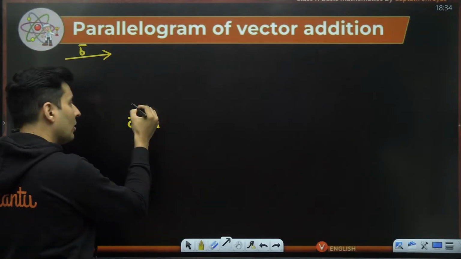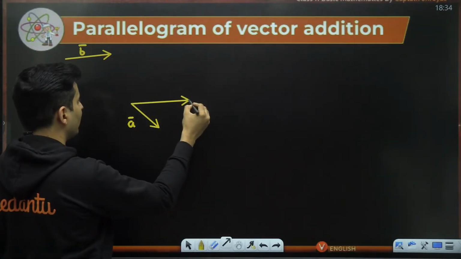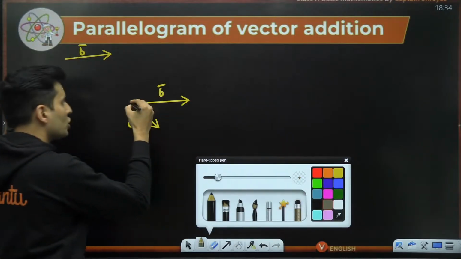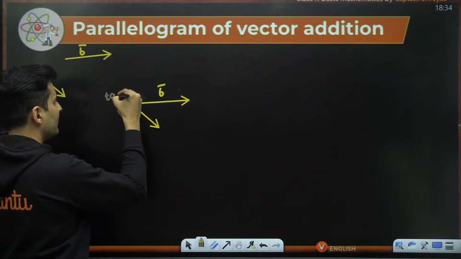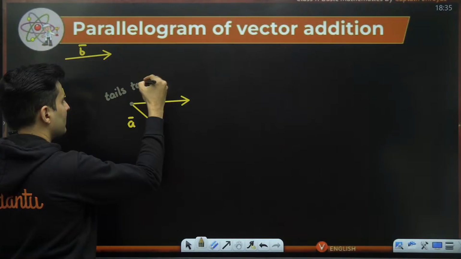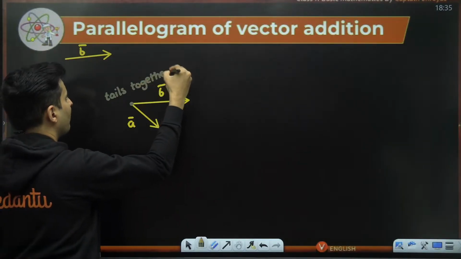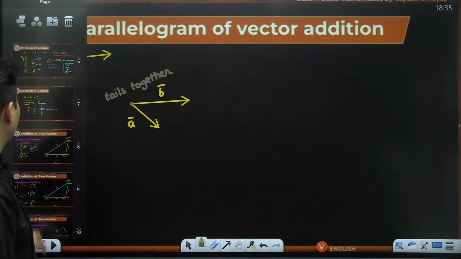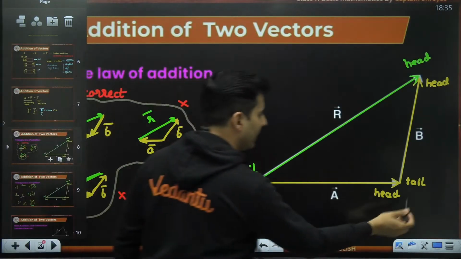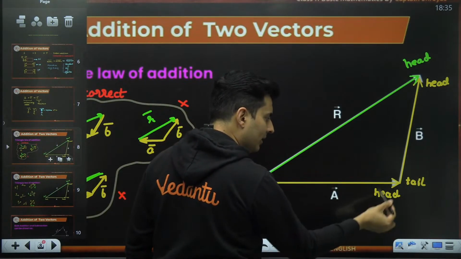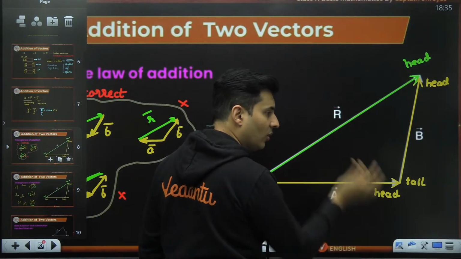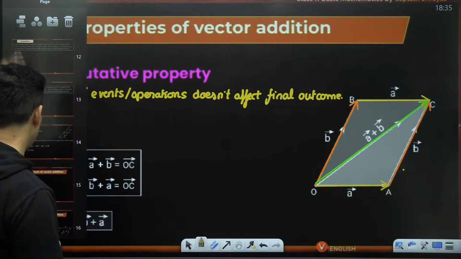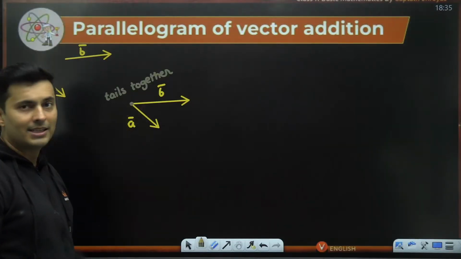No, no, no. Now you put both their tails together. Yes, both the tails of those vectors should be together. The tails should be together for parallelogram law. Remember, for triangle law, it was slightly different. If you go back, you will see tail, head. The next vector's tail is on the first vector's head. That was the rule for triangle to be formed. But for parallelogram, that is not the scenario, my dear warriors. It is the tails which are together.